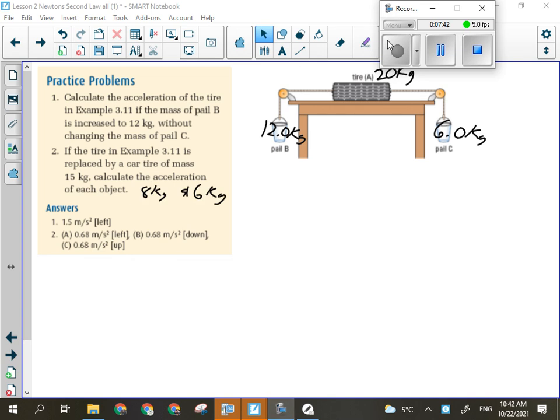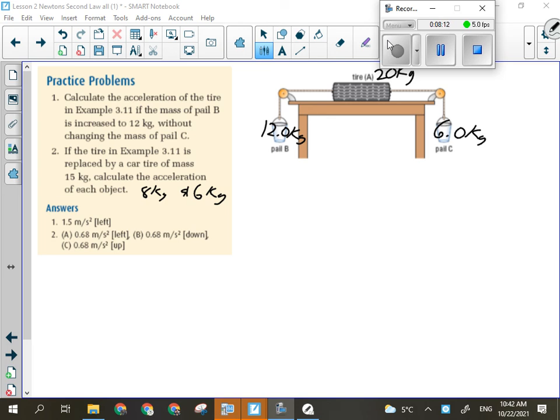So for this first situation, for question number 1, we've got a 12 kilogram mass on the left, 6 kilogram mass on the right, 20 kilogram tire on top, right? And we are looking for the acceleration of the tire, which is the same as the acceleration of the system. That's what I have to find, is the acceleration of the system. The only thing that's going to change here is now I can also give, in addition to a magnitude, the direction, because it's asking about a specific part. I can say the tire is going to move to the left.